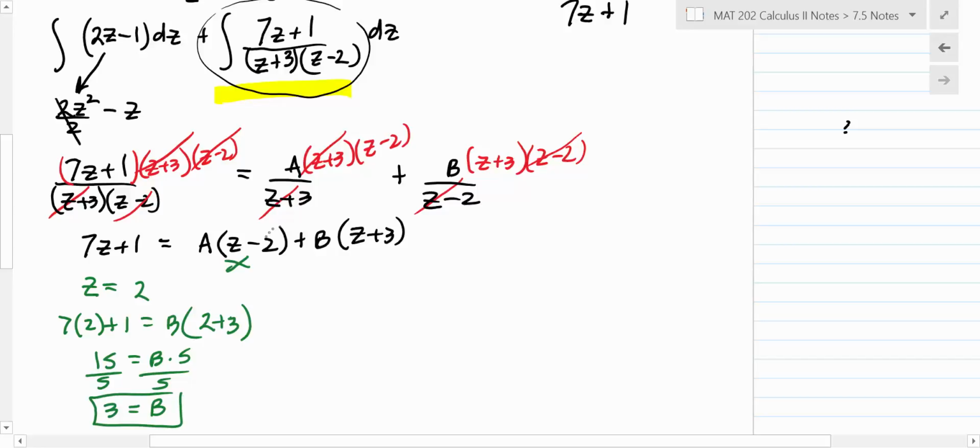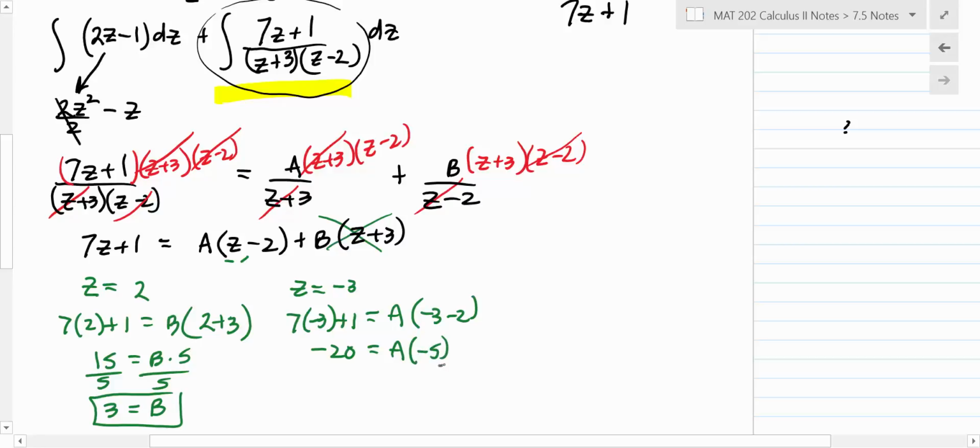What's another good thing to let z be equal to in this problem? Negative 3. Okay, so let's let it be negative 3, so it'll cancel that out. When we do this piece right here, in your mind, you just know if z is negative 3, that wipes out, and you're going to be left with 7 times negative 3, plus 1, equals a times negative 3 minus 2, like that. So that looks like negative 21 plus 1 is negative 20. That's equal to a times negative 5. Now if I divide that out, I get a is equal to 4, like that.